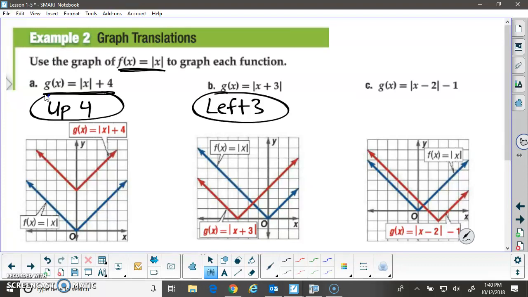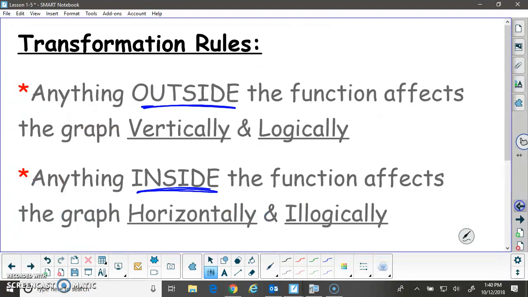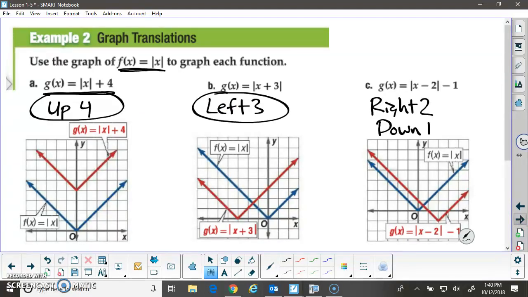Part C, we've got two transformations here. We've got the minus 2 inside, so that's going to shift it to the right 2 units, and then the minus 1 is on the outside, so that's going to shift it down 1. So again, these two important rules can be applied to all transformations. These are going to be important to remember and to apply with transformations.